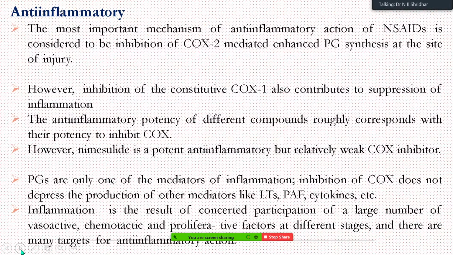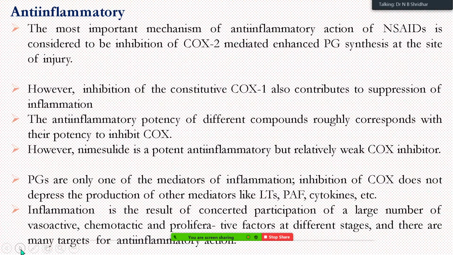However, the inhibition of the constitutive COX-1 also contributes to the suppression of the inflammation. Both of these are involved in the pain management. The anti-inflammatory potency of different compounds roughly corresponds with their potency to inhibit the COX. However, nimesulide is a potent anti-inflammatory but a relatively weak COX inhibitor.